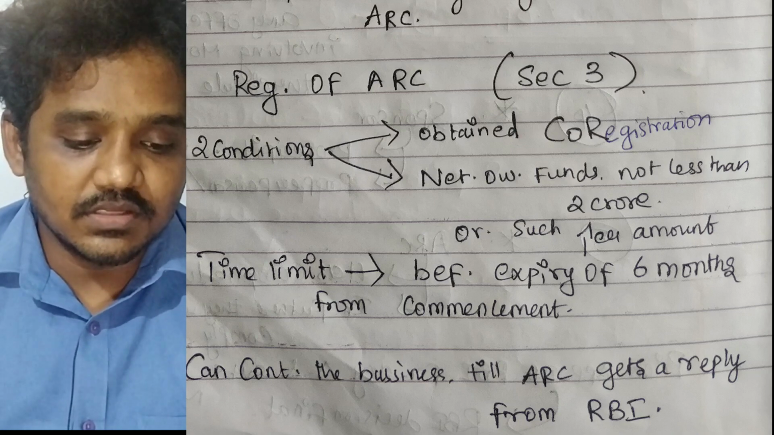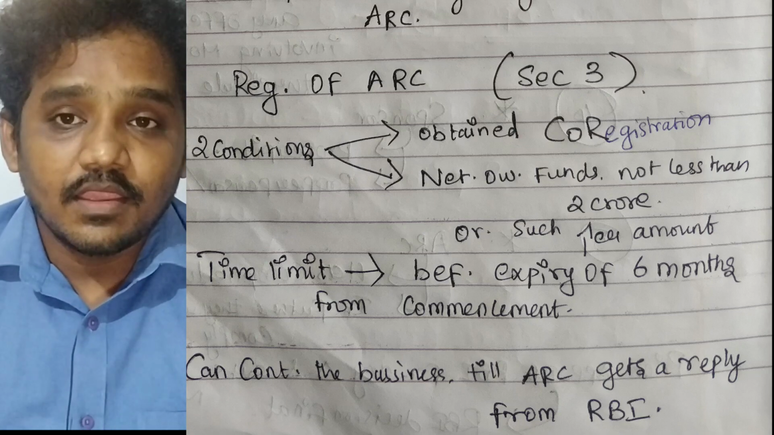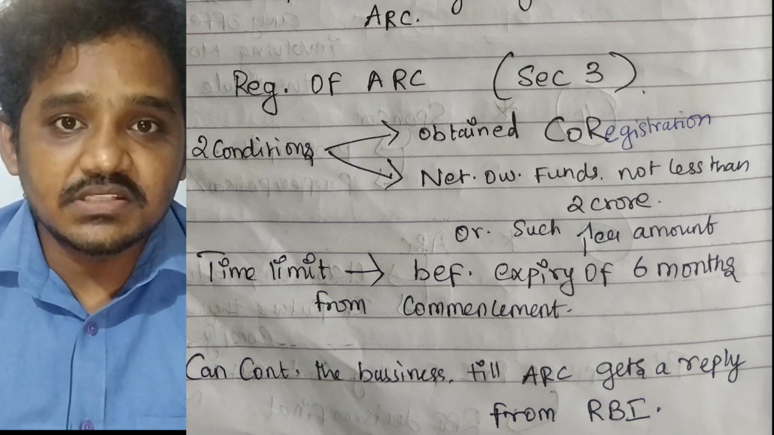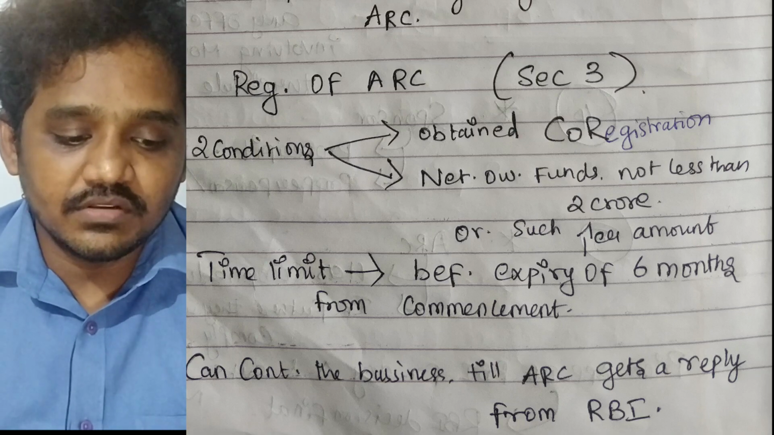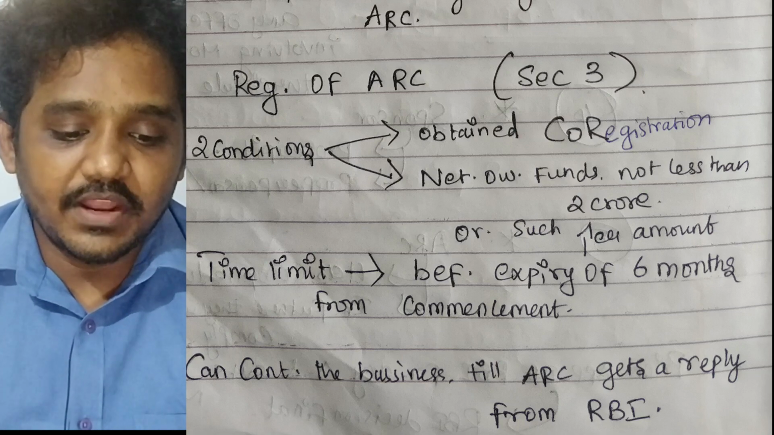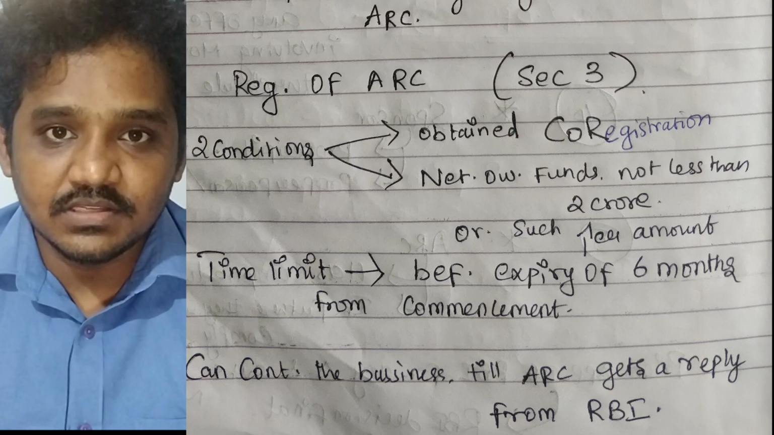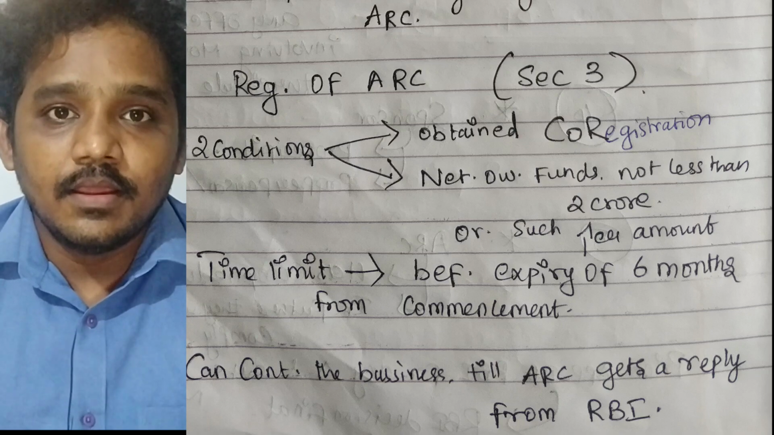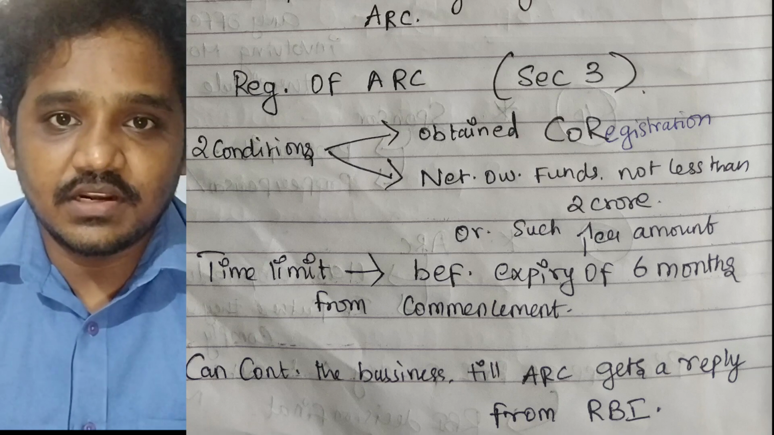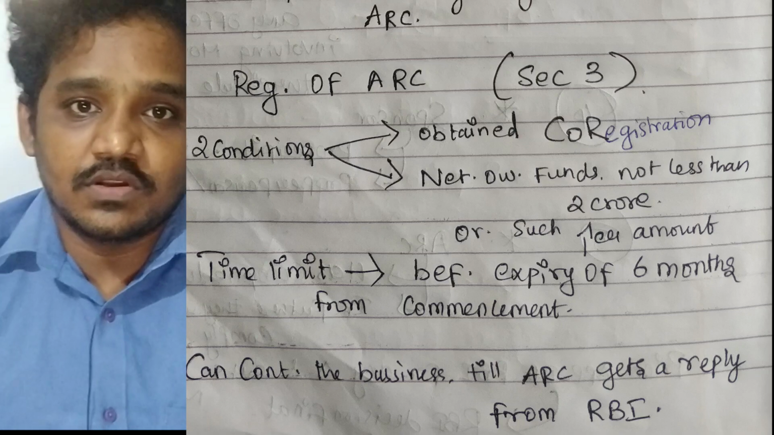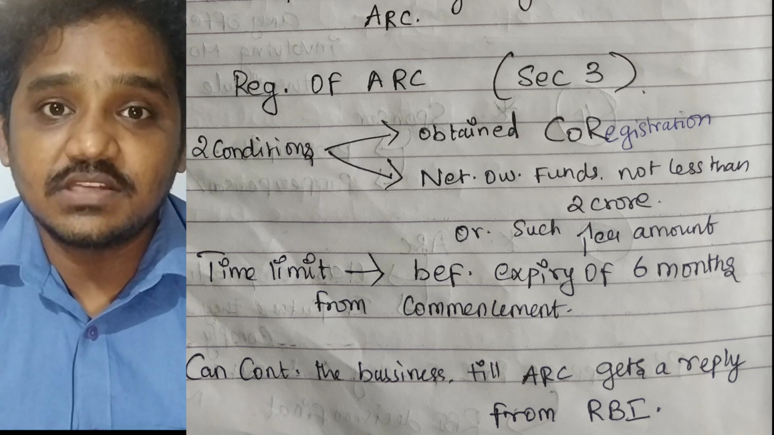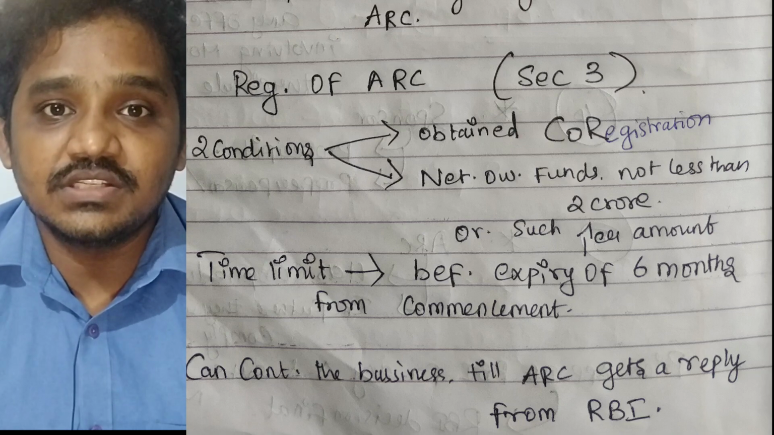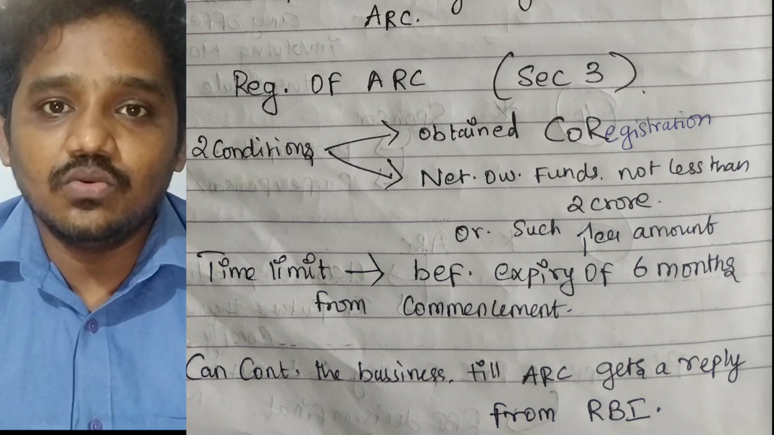The third one is that there is a time limit. Once the asset reconstruction company is incorporated, the next step is that within 6 months, before expiry of 6 months from the commencement of the business, they have to do the registration with RBI. They will just initiate the request to RBI and RBI will process it. In the meantime, they can still continue their business until they get a reply from RBI that their registration is cancelled. They can do their business.